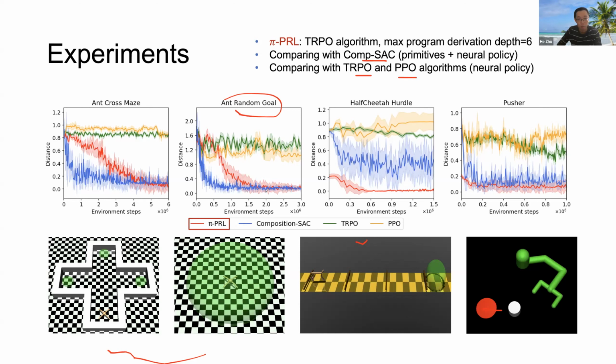So it shows that both compositional SAC and our algorithm significantly outperform TRPO and PPO. TRPO and PPO cannot even learn for other environments. And our approach significantly improves on compositional SAC in half cheetah and the pusher. In terms of the Ant Cross Maze and random goal, compositional SAC and our algorithm essentially perform similarly, but compositional SAC is way more sample efficient. We believe this is because SAC is off policy and TRPO is on policy. But our algorithm can be used with any reinforcement learning algorithm.